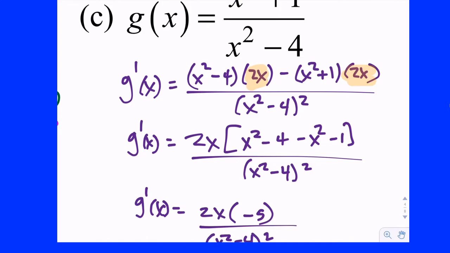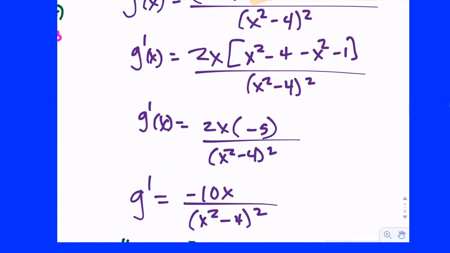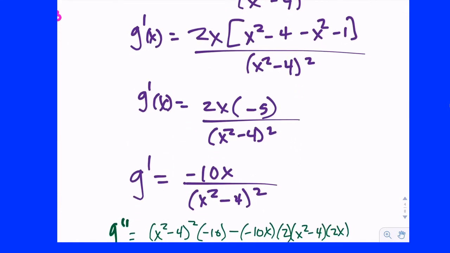So I noticed that there's a 2x common up there. If you factor it out, you're left with x squared minus 4, and then distributing the other negative, you get minus x squared minus 1. That cleans up real nicely to get negative 10x over x squared minus 4 squared.